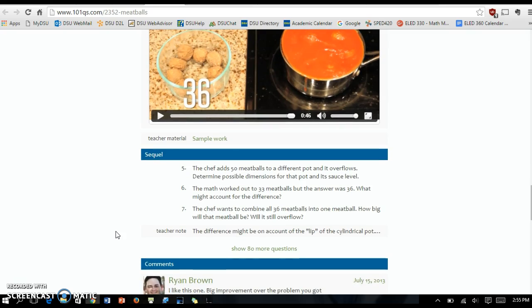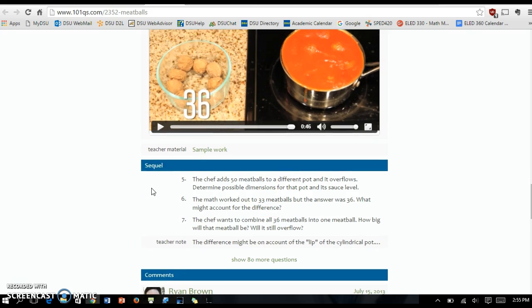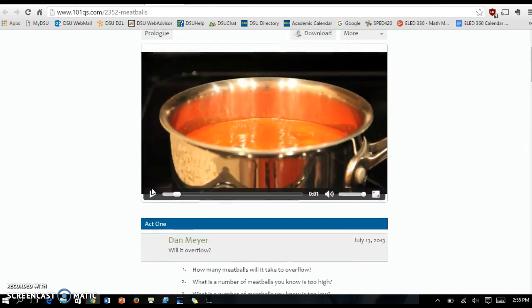And then for the sequel, just some more questions that children might have, like maybe they worked the math out and it said that there were 33 meatballs, but the answer is 36, so you can talk about how, well, maybe one of your meatballs was a lot bigger in size or smaller in size, so that could account for them. So just some questions that we could talk about once we've done the lesson. So that's the meatball problem.